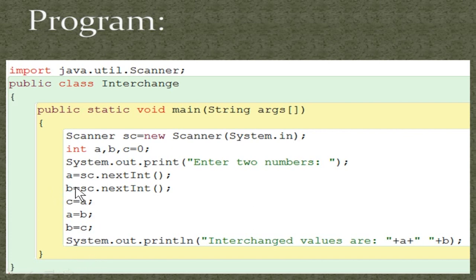The next three lines are the lines we already discussed. You are going to interchange the values: c = a, a = b, b = c. That means the a and b values will be interchanged. Finally, you have a System.out.println statement to display the interchanged values, that is a and b.